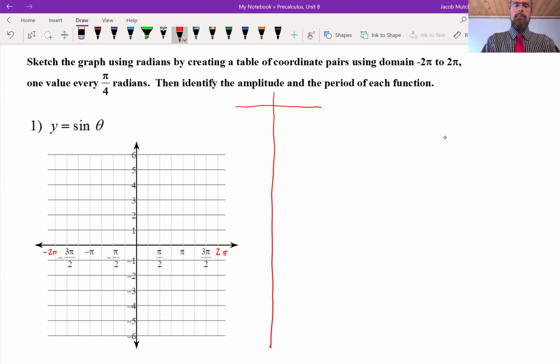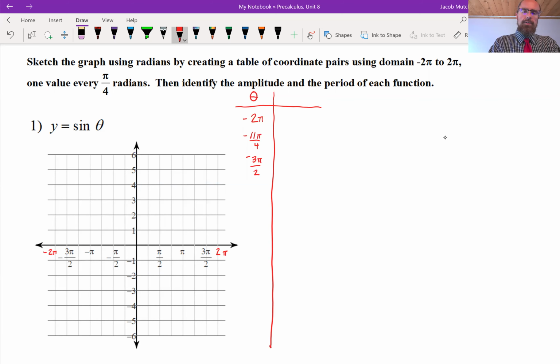So it's going to be theta values. And it's going to start from -2 pi. And it's going to climb by increments of pi over 4. So I need to mark these. So -2 pi, my next increment of pi over 4 is -11 pi over 4. And then I'm going to pick up my next measurement. It's actually printed here on the x-axis, -3 pi over 2.